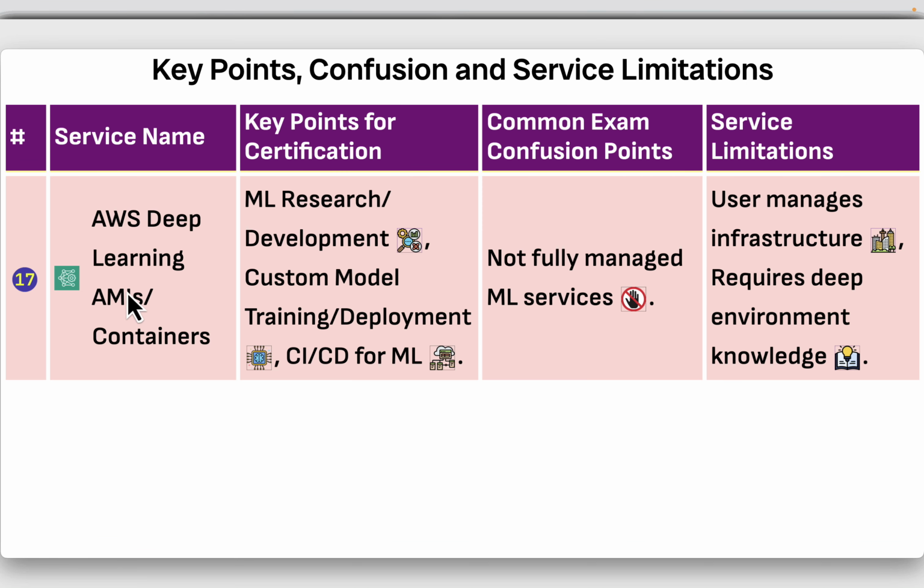Next, AWS Deep Learning AMIs and containers. Key points are ML research, development, custom model training and deployment, and CI/CD for ML. Common exam confusion points: it is not a fully managed ML service. So basically you will just use this and develop further or customize on top of that. Service limitations: the user manages infrastructure, and this requires deep environment knowledge.